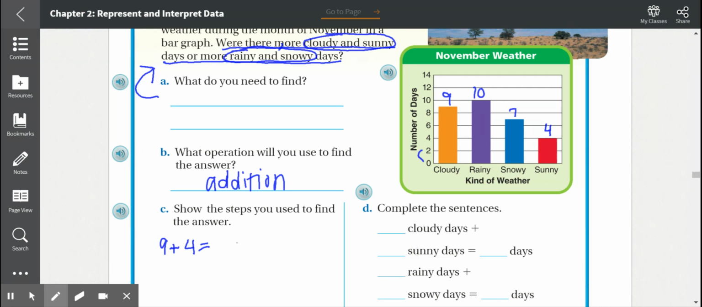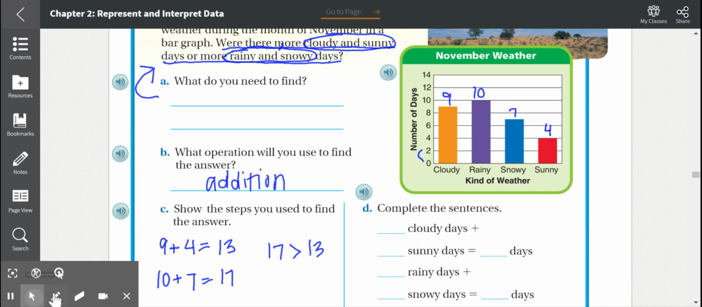You should have gotten 13. Okay, now we're going to do rainy and snowy. So rainy is 10. And snowy is 7. 10 plus 7 is 17. Okay, well, let's look at these numbers here. 17 is greater than 13. So let's complete the sentences.